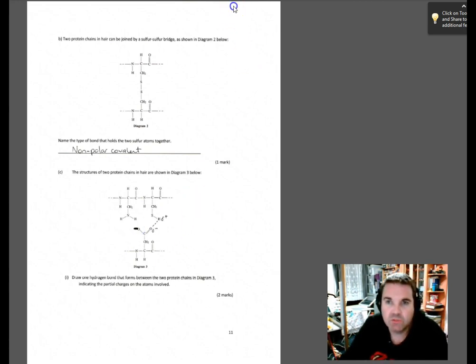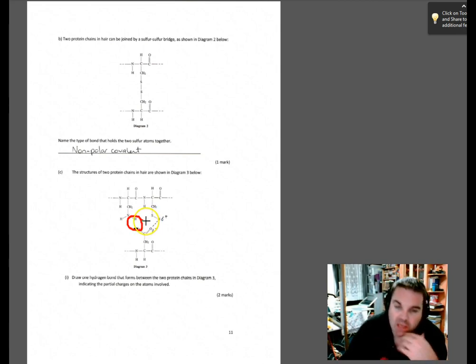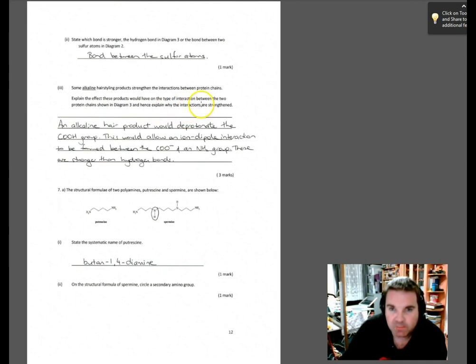What that's going to now do is allow for an ion dipole interaction to occur here. Now an ion dipole interaction is much stronger than a secondary hydrogen bond. So the strength of the bonds goes secondary bonds, ion dipole, and then primary, your strongest. So because you've increased the strength of the bond here, if we go back to the question, explain why interactions are strengthened. Because you've deprotonated that carboxylic acid, you now get an ion dipole bond forming that is stronger, so the interactions are strengthened.